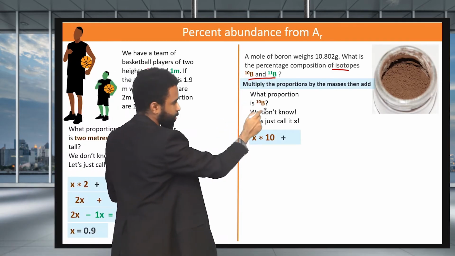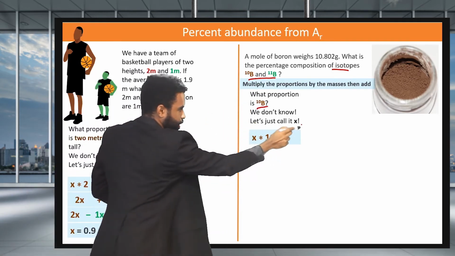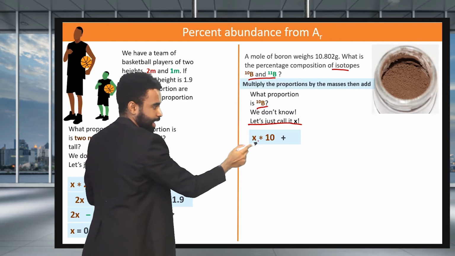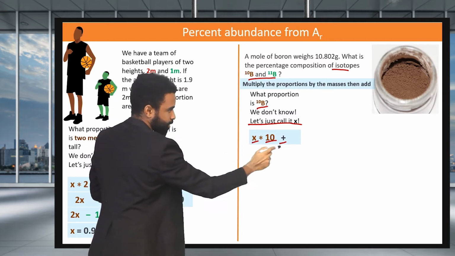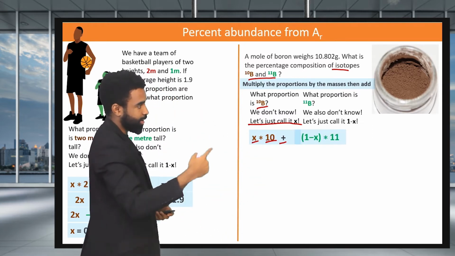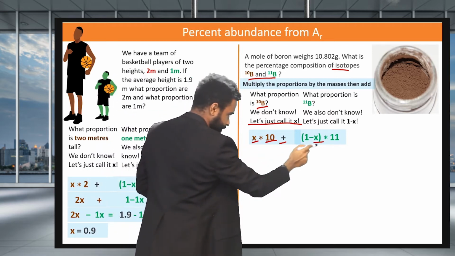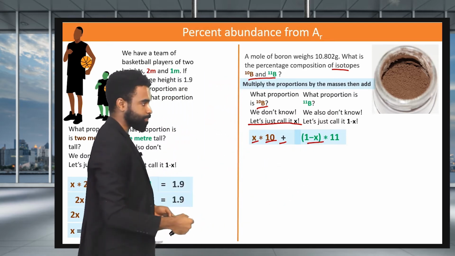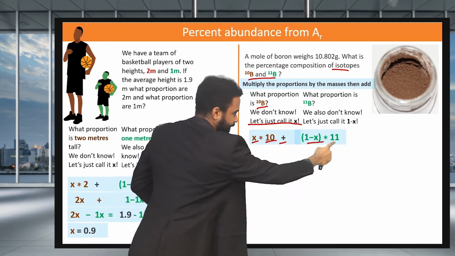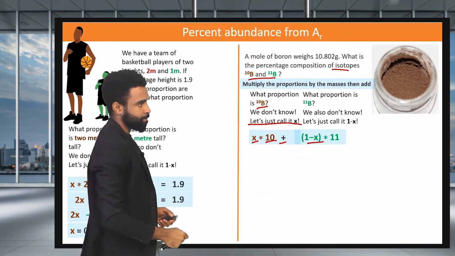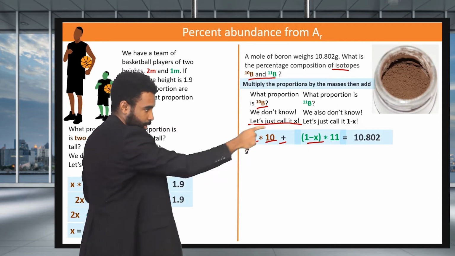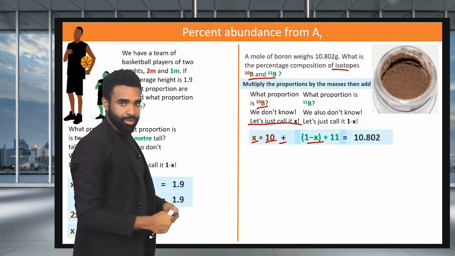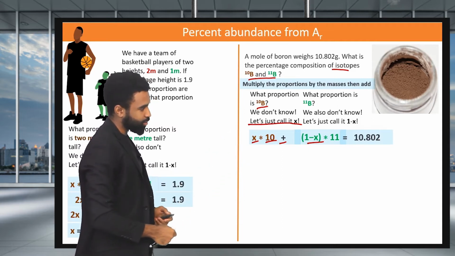So what proportion is boron 10? We don't know. We just call it x. And we say x times 10 plus what proportion is going to be boron 11? We also don't know. We call it 1 minus x. Why? Because we know that that and that must give us 1. And we multiply that by 11, okay? Because that's the mass number. And we already know the final weighted average, or the relative atomic mass, of 10.802.